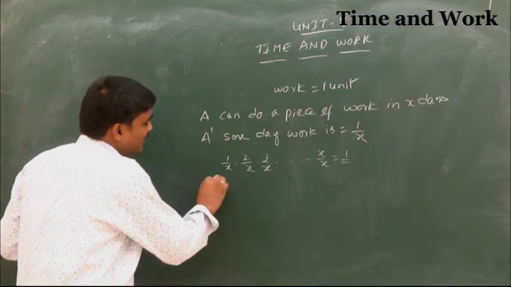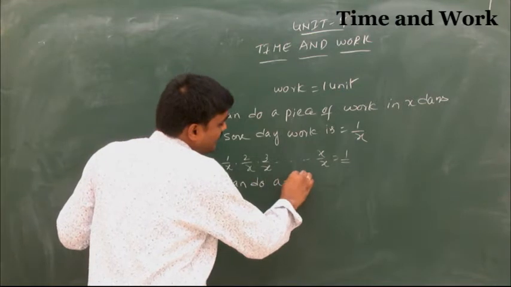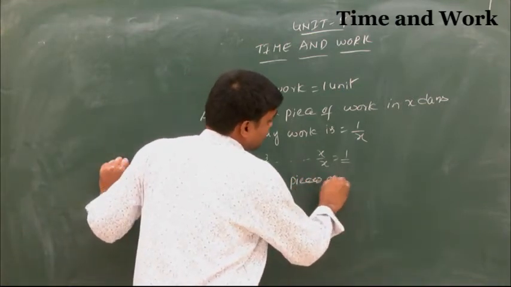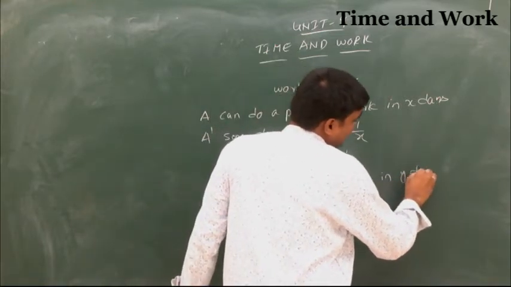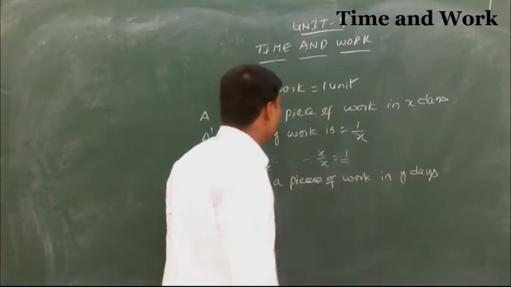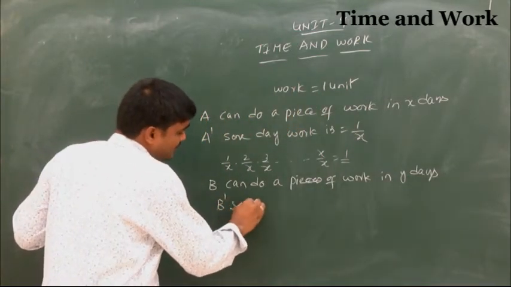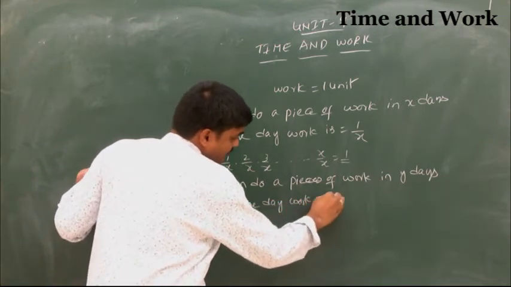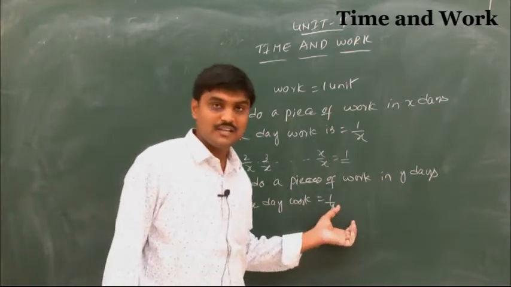Then next B can do a piece of work in Y days. So B's 1 day work is 1 by Y part. So B's 1 day work is 1 by Y.